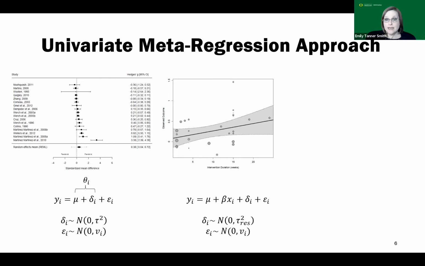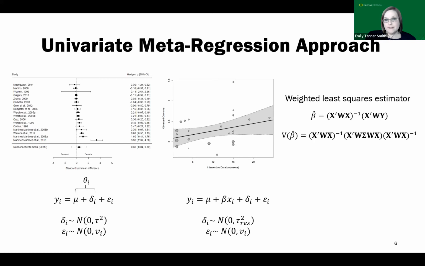But oftentimes we're interested in questions not just about average effects or variability in effects, but we might also want to study how various study characteristics or other moderators, such as the duration of the intervention, might then predict effect size magnitude. And so we can extend these regression models to include one or more predictor variables.